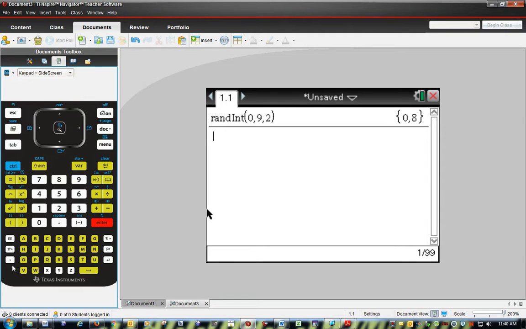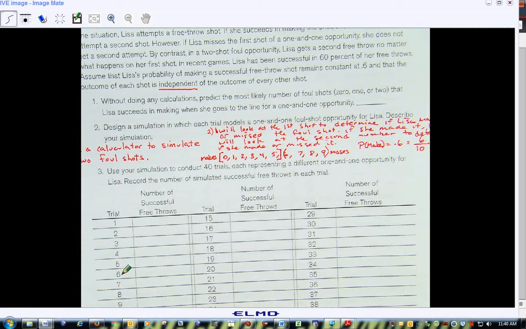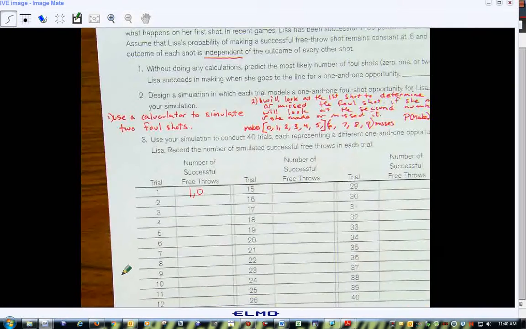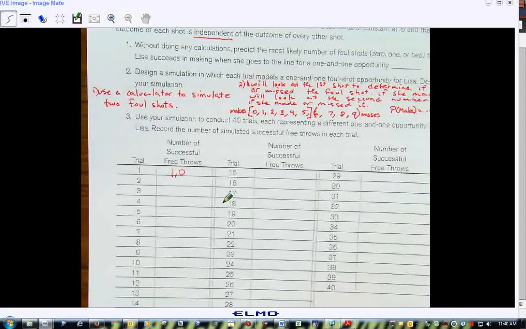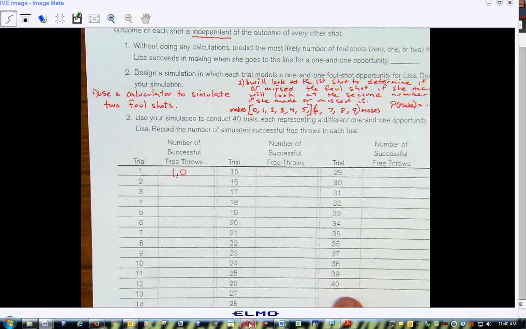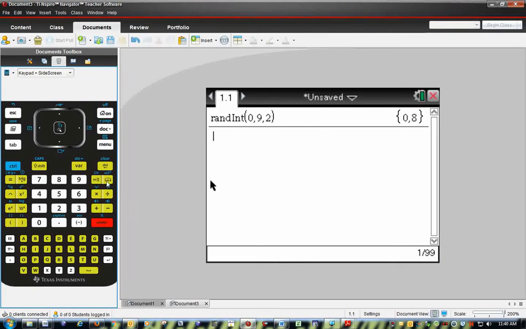Now, just hold on one second before everybody freaks out. So for me, I was at 1, 0. That's what I got for my first one, because I got a 0 and an 8. You don't want to write down 0 and an 8. You just want to write down what you got. The nice thing about this is, if you hit enter again, it'll redo it.